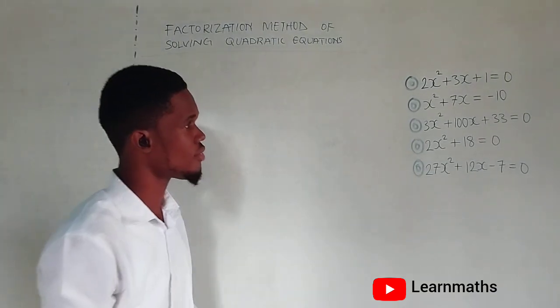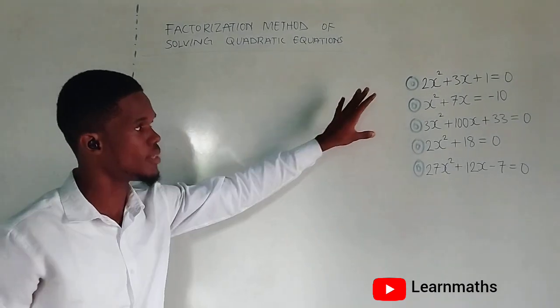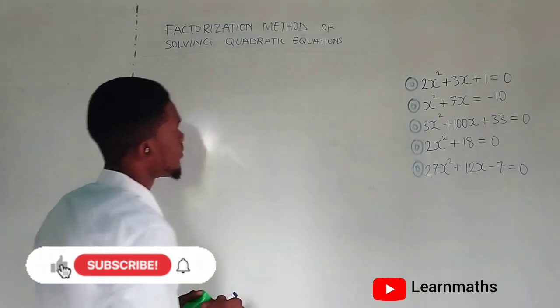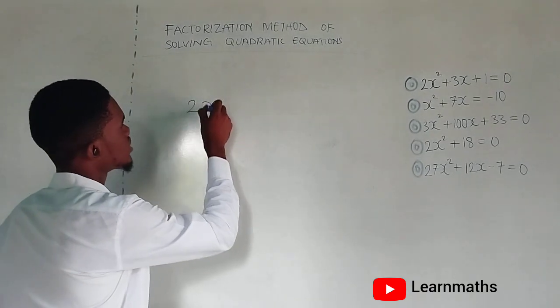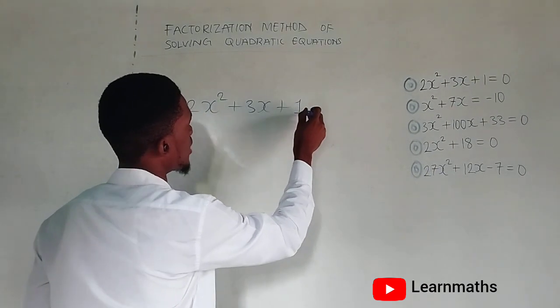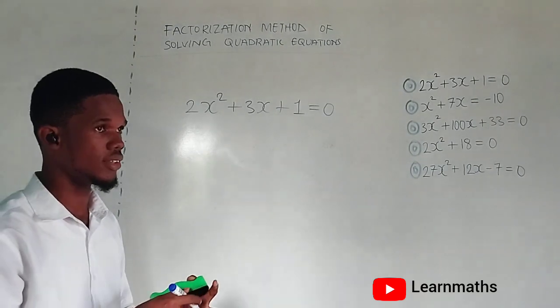I'm going to use these 5 questions to explain this method for us. Alright, so let me use these 5 questions now. Starting with the first one, which happens to be 2x squared plus 3x plus 1 equal to 0, right? Let's factorize this quadratic equation.